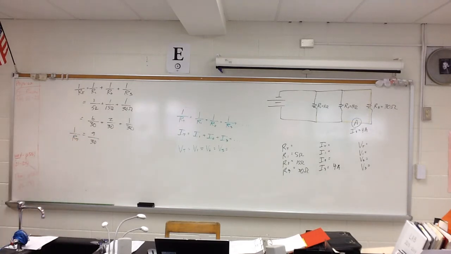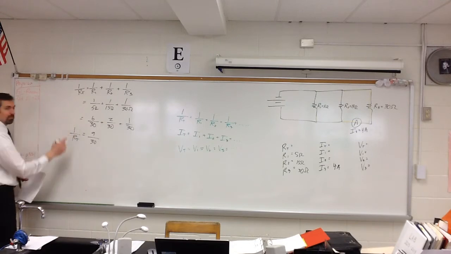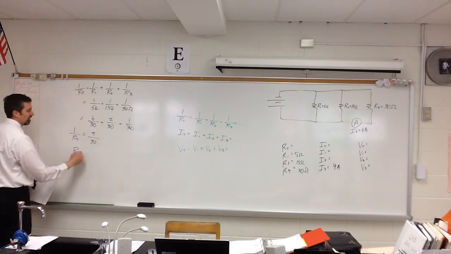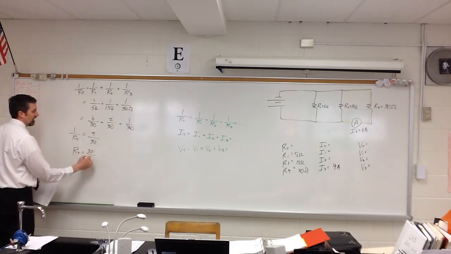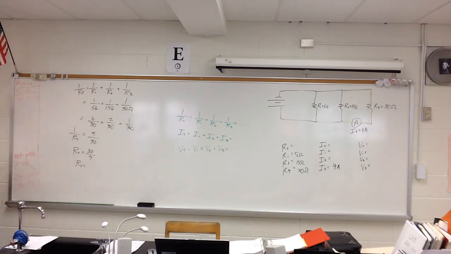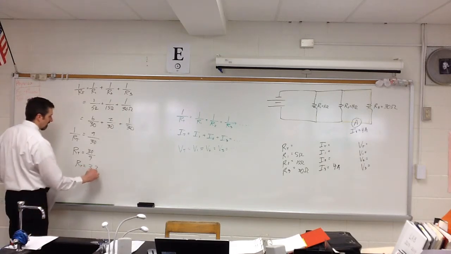It's not equal to R total. So if I want to know what R total is, I have to flip or take the inverse. So R total is 30 over 9, which I really need a number now. What is the answer there? 3.3 repeating? That seems about right.